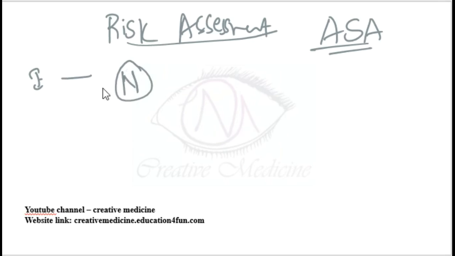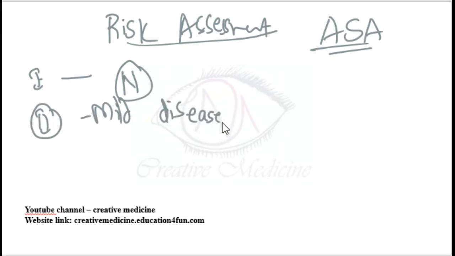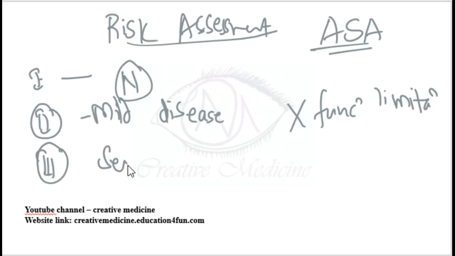In grade 2, the patient has mild disease but no functional limitation. For example, the patient has hypertension but the hypertension is under control on medication. In grade 3, there is severe disease with functional limitation. For example, the patient has malignant hypertension. It is severe disease and there is functional limitation.